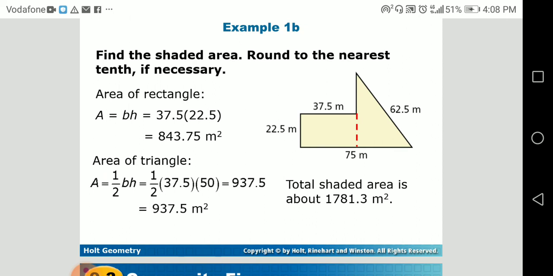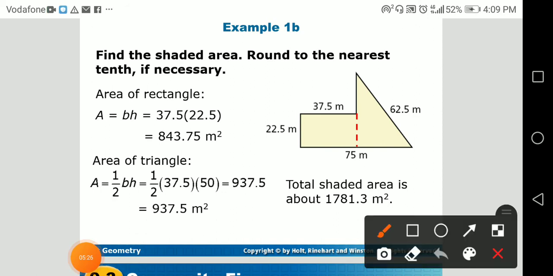We have another question. This lesson is very interesting, and I think it's easy. Find the shaded area, rounded to the nearest tenth if necessary. Here I have this area. Can you see the figure? This figure is very easy, I put this line to divide it into two regular shapes. You got a triangle and another rectangle.